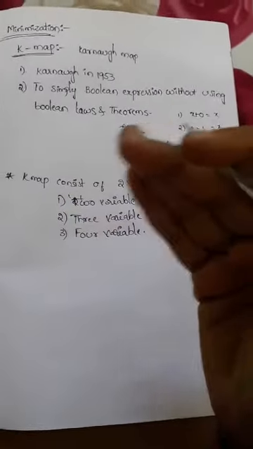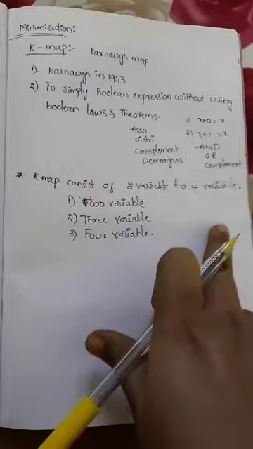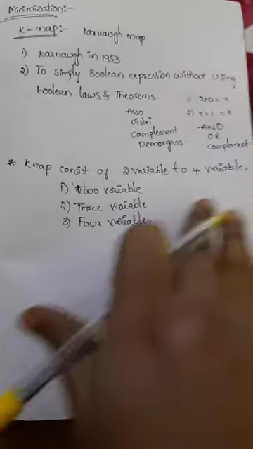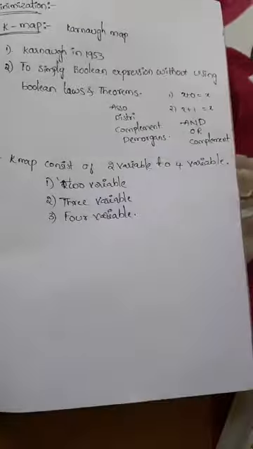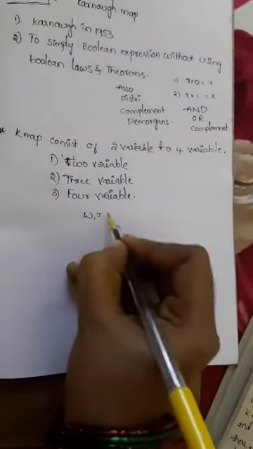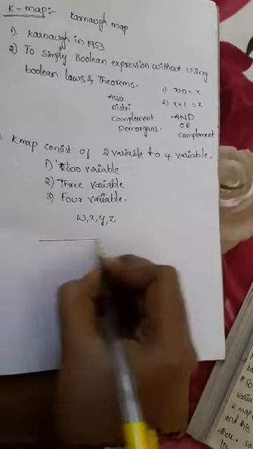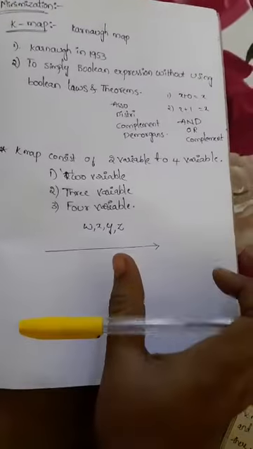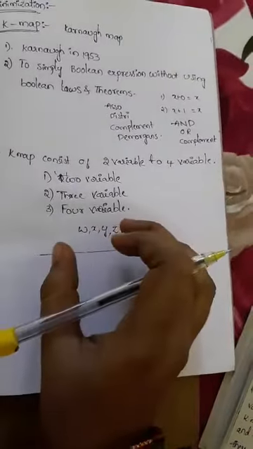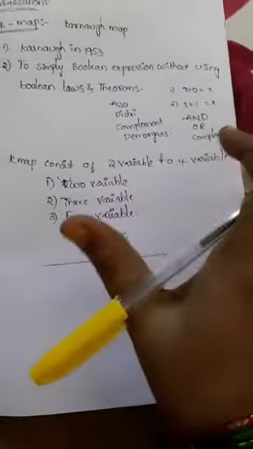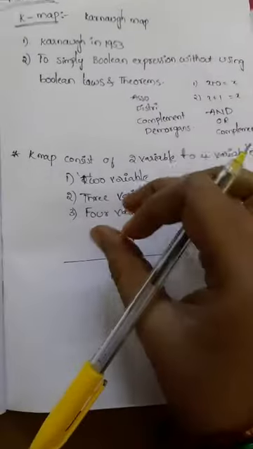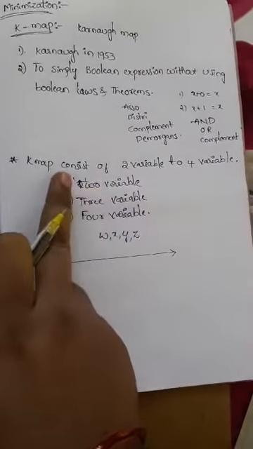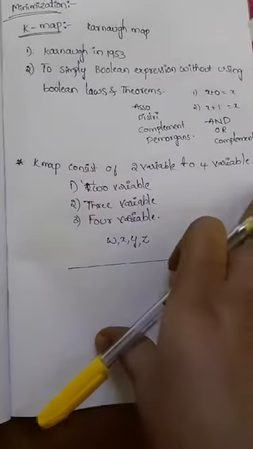Why? Because the variables will be increased, right? For example, if you take variables like x, y, z, w, the length of the Boolean function will be increased. Up to 4 variables it is manageable, but more than 4 variables is completely different compared to these 3 K-maps. That's why in the syllabus we will discuss 2, 3 and 4 variables only.